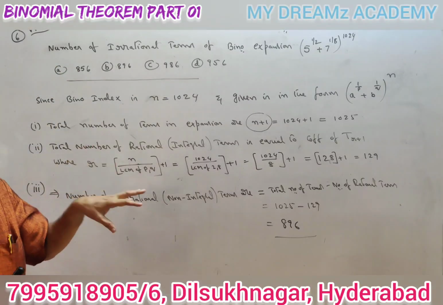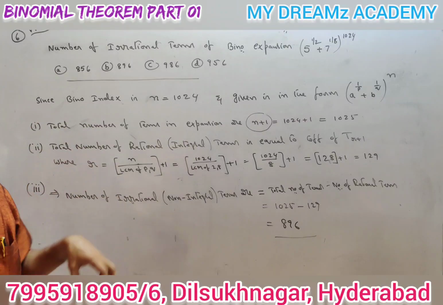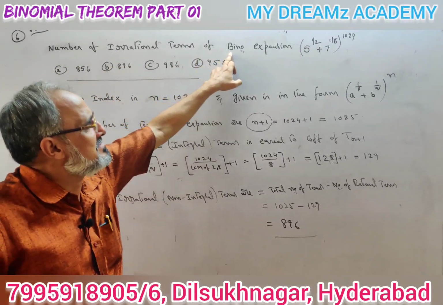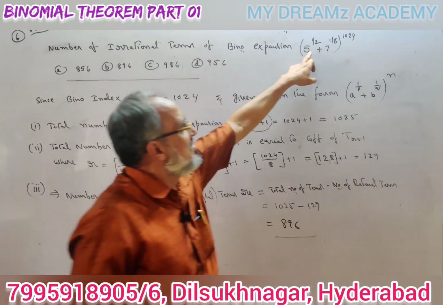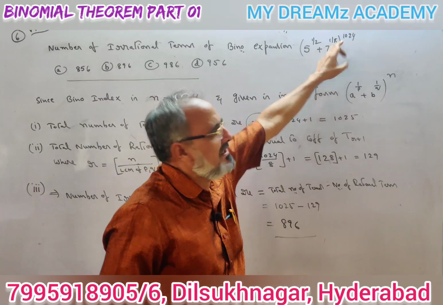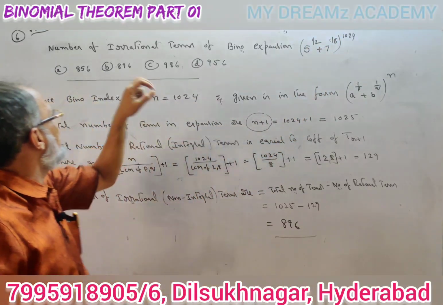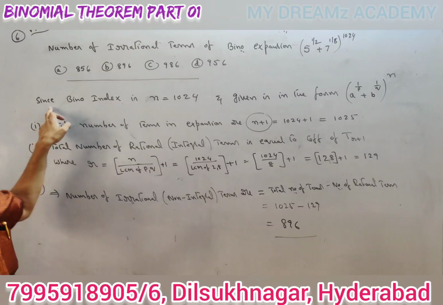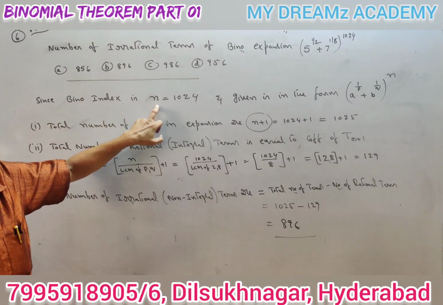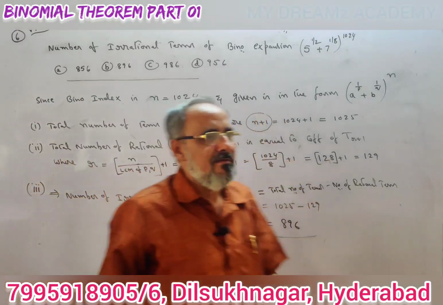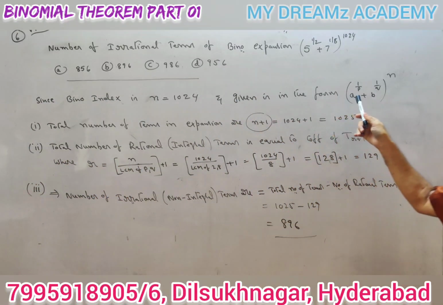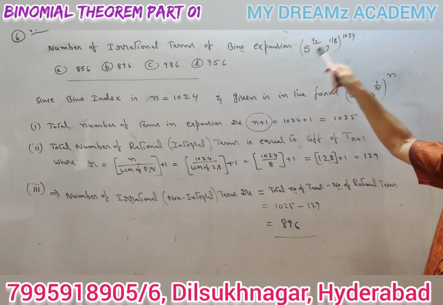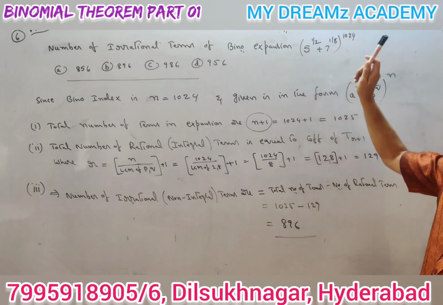One more very important design in the binomial chapter for JEE Mains: the number of irrational terms of the binomial expansion (5^(1/2) + 7^(1/8))^1024. Options are given like this. It is also a starting point. The binomial index n is 1024. Given in the form (a^(1/p) + b^(1/q))^n, a is 5, like that.